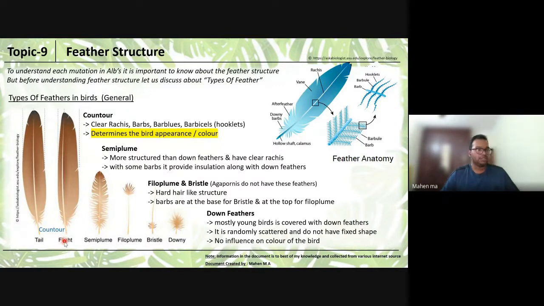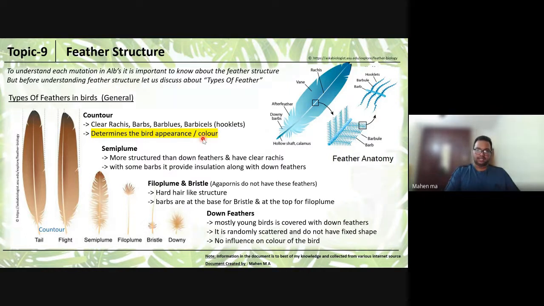So now coming to the tail feathers and the flight feathers, these are basically called contour feathers. Okay, so these have the clear rachis, barbs, barbules, and hooklets, what I explained here. So the tail feathers as well as the flight feathers have a clear indication of rachis, barbs, barbules, and hooklets. So these are the two feathers which actually determine the appearance and the color of the bird.